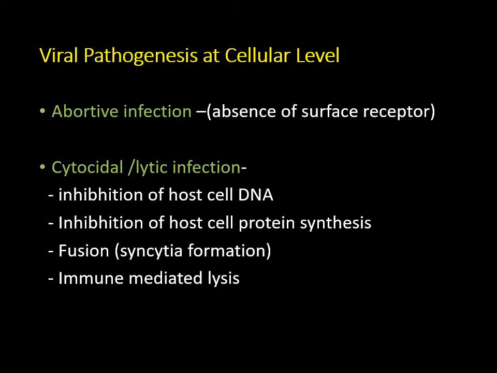So viral pathogenesis at the cellular level: there can be different types of results of the various viral infections in the body. So one is the abortive infection, where there will be no symptoms, no damage can be caused by the virus, as in the host there is absence of the surface receptor. So where will that virus bind? Only then can it use the machinery of the host cell for its replication.